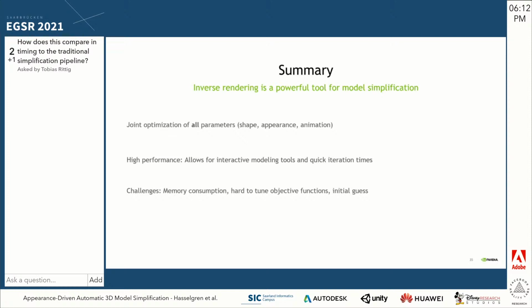There are quite a few challenges remaining, practical things such as memory consumption. We use a lot of GPU memory at the moment. But it can also be quite hard to tune the objective functions given that we have such a wide range of different meshes with different tessellations. And finally, of course, we rely on an initial guess.